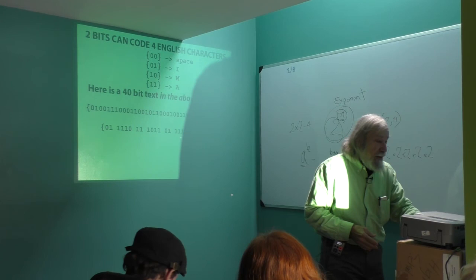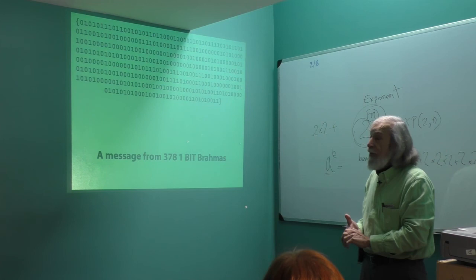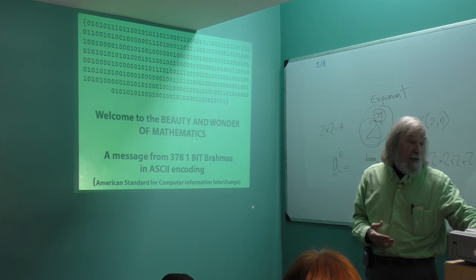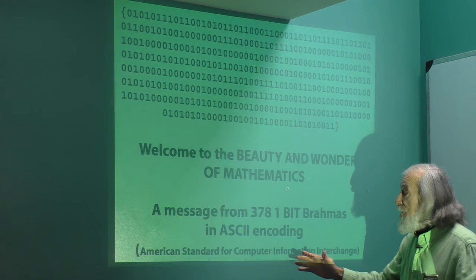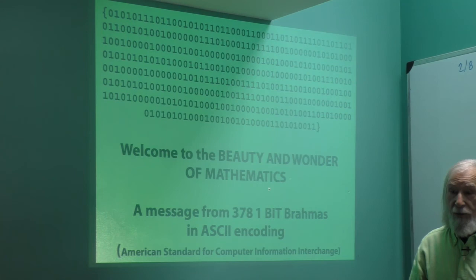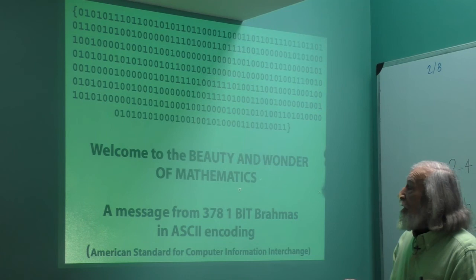Here's a message from 378 1-bit Brahmas. But it's going to be using more than just three letters. In fact, it's going to be using the whole alphabet. So this string of zeros and ones is in what's called ASCII encoding, an American standard code for information interchange. It's what your computers use. It's what all computation uses as the way of storing text and beyond text. And these are in 8-bit strings.